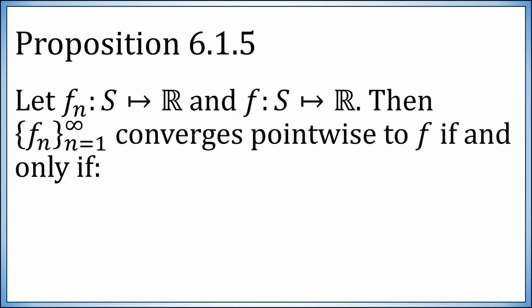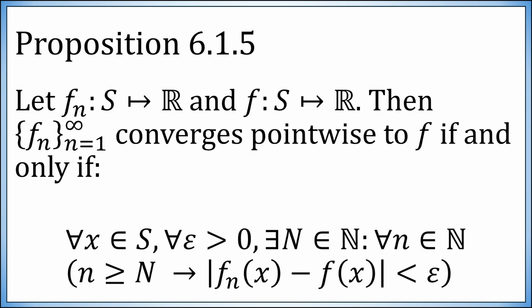Let fn be a sequence of functions mapping S into the real numbers and f be another such function. Then the sequence fn converges pointwise to f if and only if, for every x in the set S, for every epsilon which is positive, there exists a natural number capital N, so that for any natural number little n, if it's bigger than or equal to capital N, then the distance between fn of x and f of x is less than epsilon.